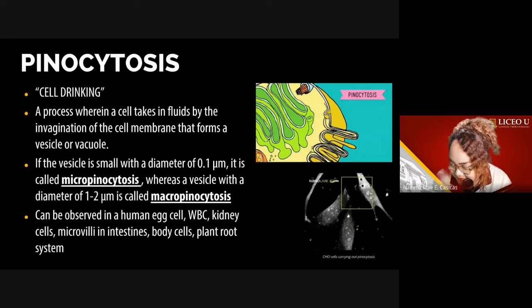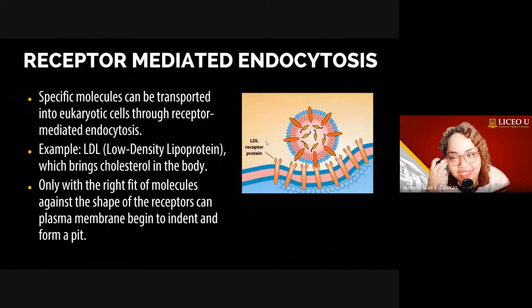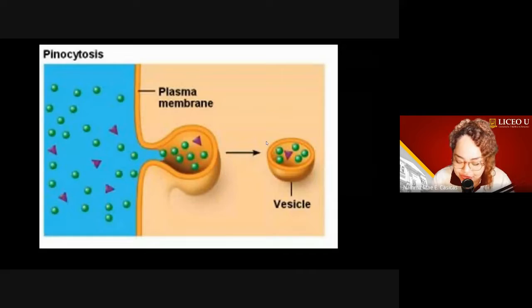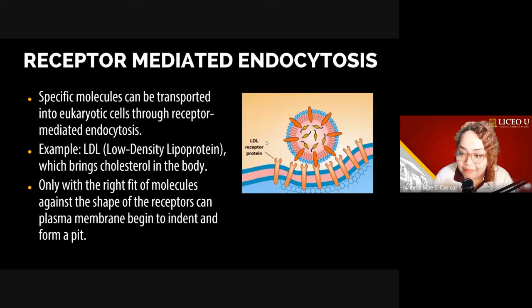And then we have the receptor-mediated endocytosis. Specific molecules can be transported into eukaryotic cells through receptor-mediated endocytosis. It needs receptors. Or in our own term, it's like a lock and key. It needs a key to be admitted inside the cell. That's what you call receptor-mediated endocytosis.